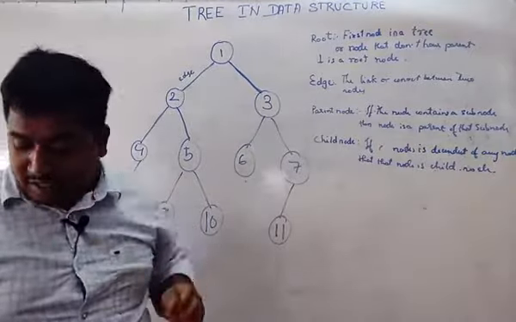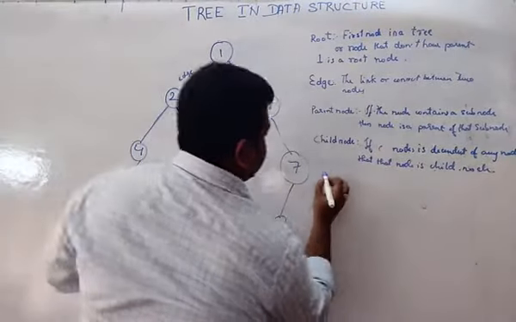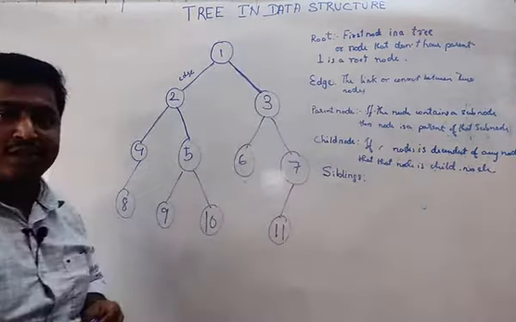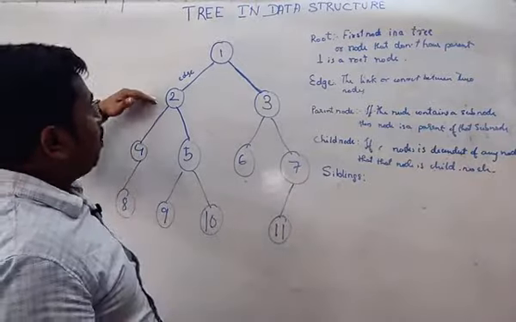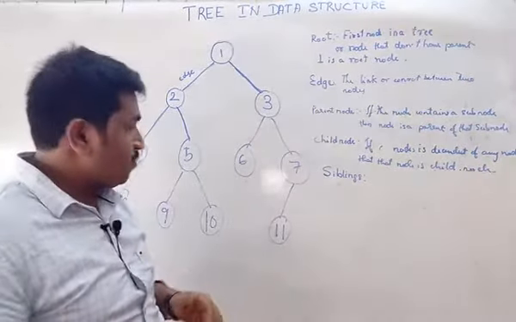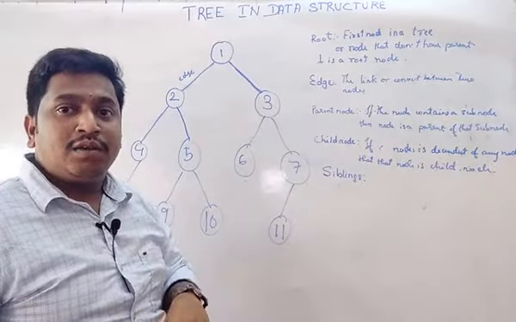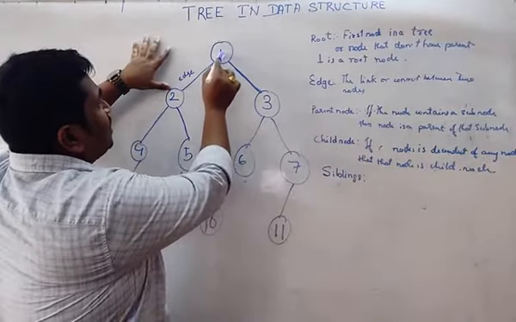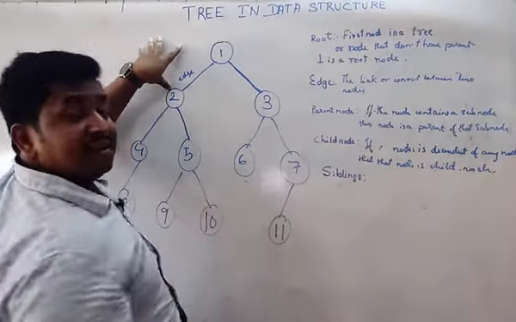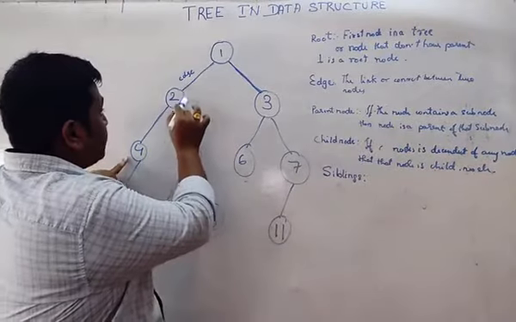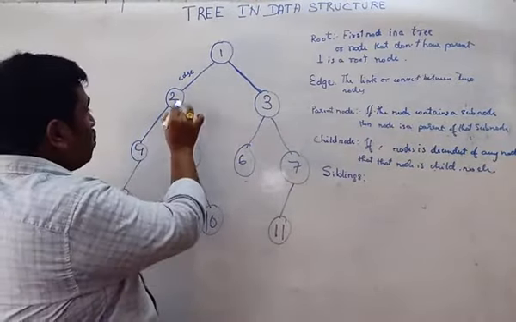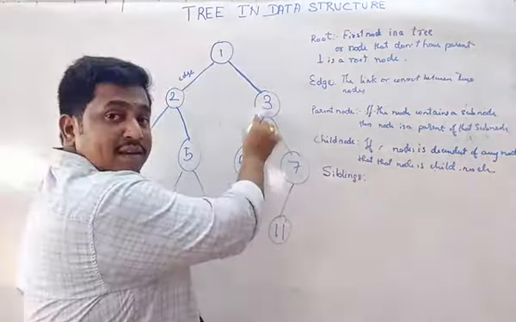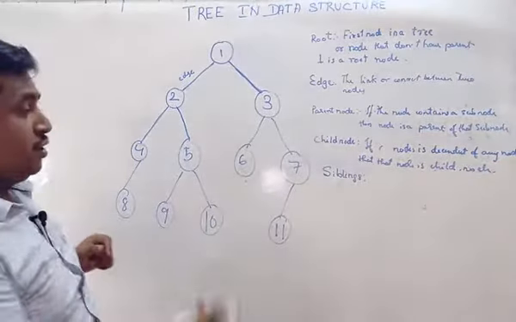Okay. Next, sibling. What are siblings? Nodes which share the same parent are known as siblings. See here, 2 and 3 have the same parent, 1. So 2 and 3 are siblings. 4 and 5 share the same parent, that is 2. So 4 and 5 are siblings. 6 and 7 also share the same parent. So 6 and 7 are also siblings.